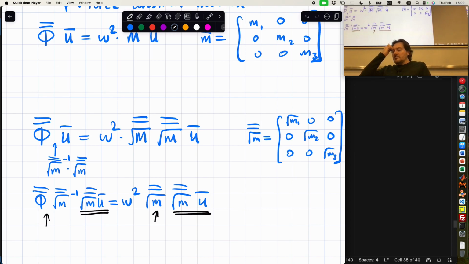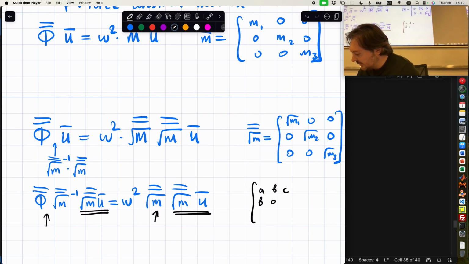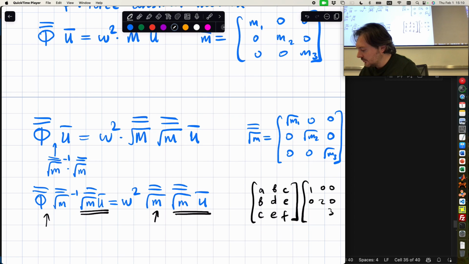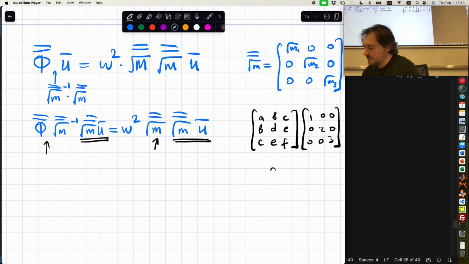Because, let me show you why. A, B, C, B, D, E, C, E, F. This is a symmetric matrix, right? Let's multiply it with 1, 2, 3 over here. What will you get? A, B, C. No. What do I get?